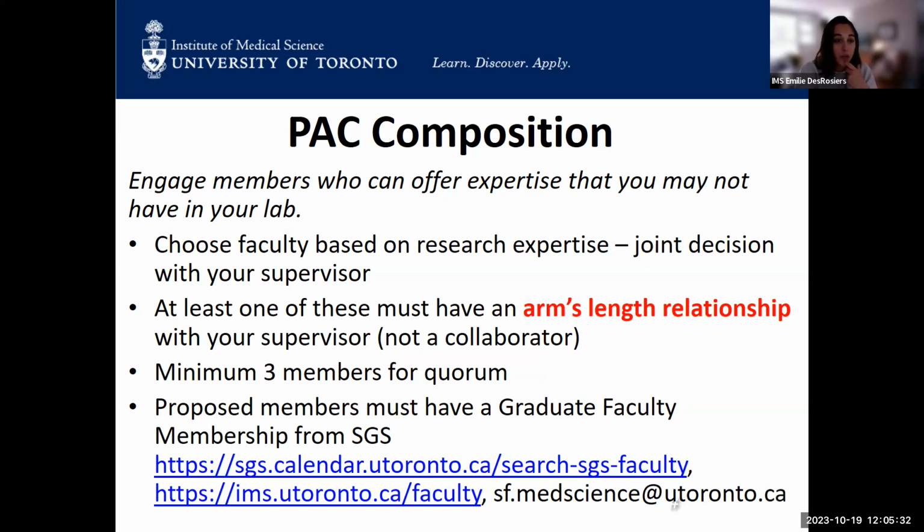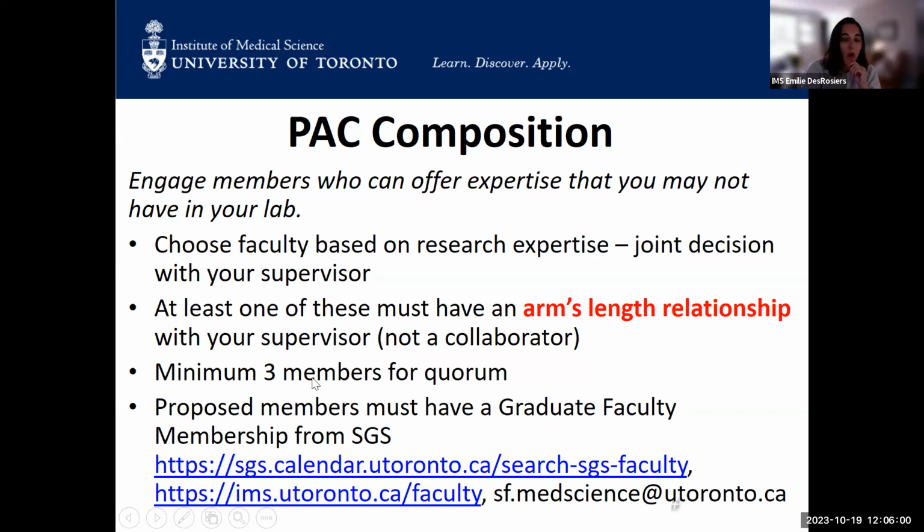So who should be on your PAC? You want to choose faculty based on their research experience. There should be a discussion with your supervisor about the other two or 3 members who should be on your PAC. And at least one of these other members needs to have an arm's length relationship from your supervisor, meaning they're not a collaborator.